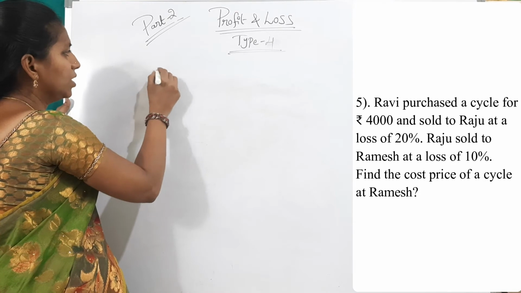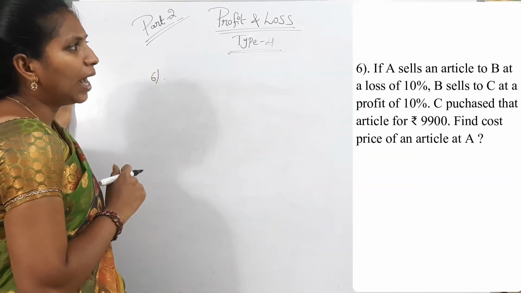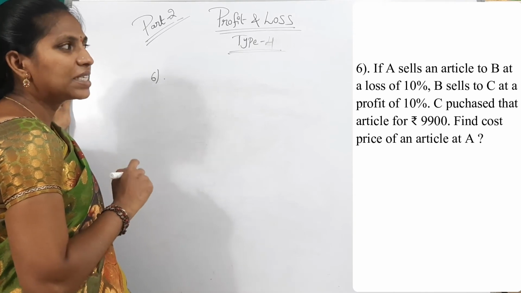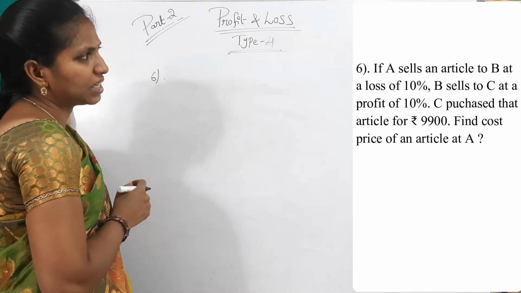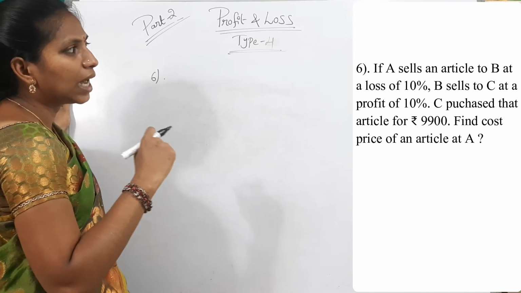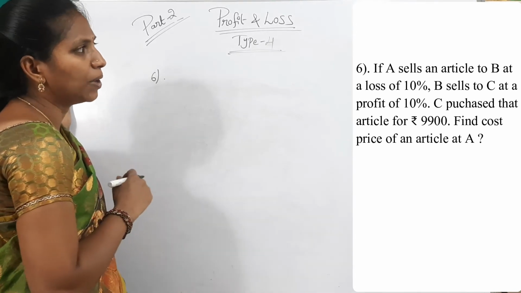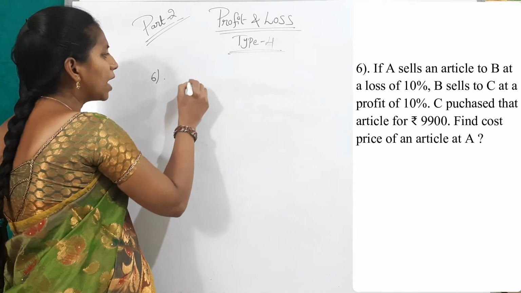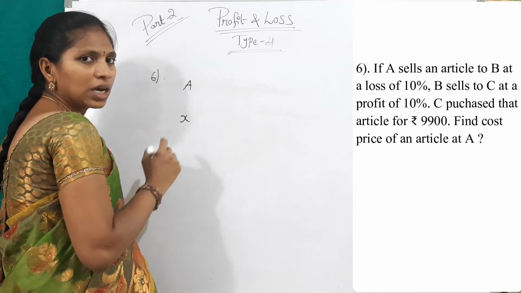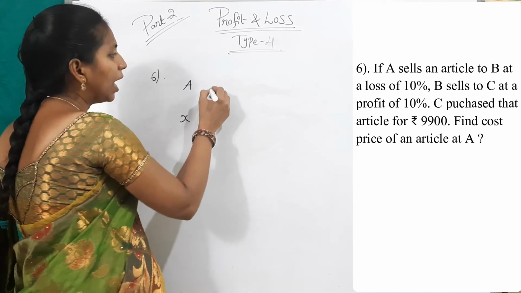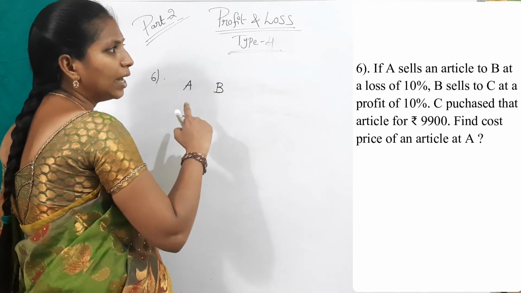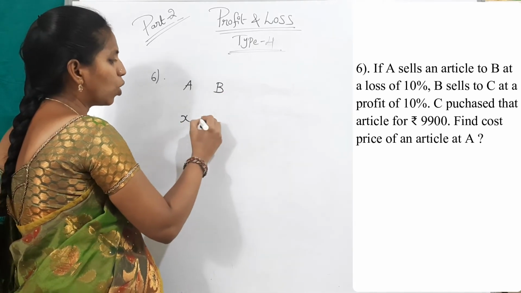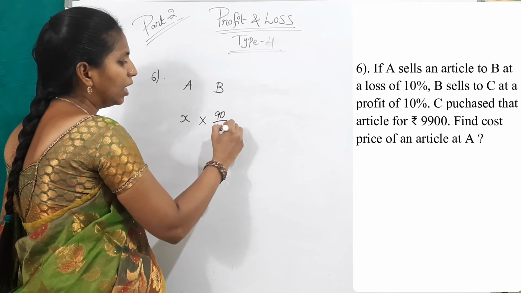Now see the last question, the sixth question. If A sells an article to B at a loss of 10%, B sells to C at a profit of 10%, and C purchased that article for 9,900 rupees, find the cost price of the article at A. Cost price at A we don't know. Suppose take it as X, and A sold it to B. So B how much loss? 10% loss, so into 90 by 100.